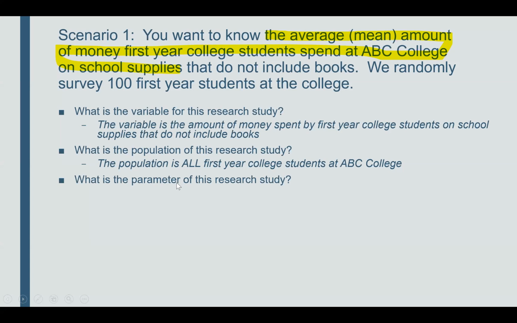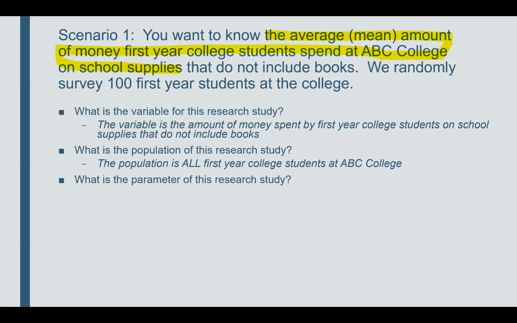The parameter is the measurement. What kind of measurement are we going to make? Are we doing a percentage? Are we doing a ratio? Are we doing an average? Are we doing a median? The parameter is the numerical measurement associated with the population.